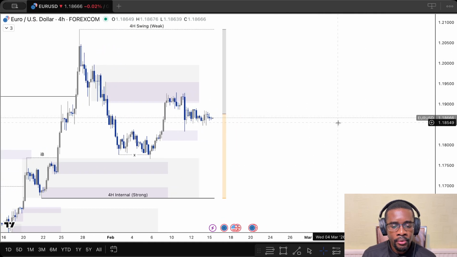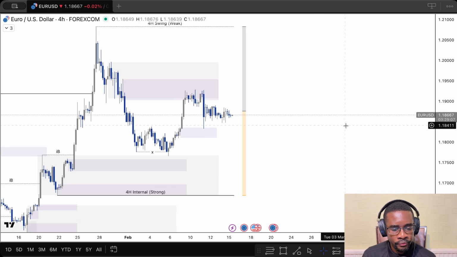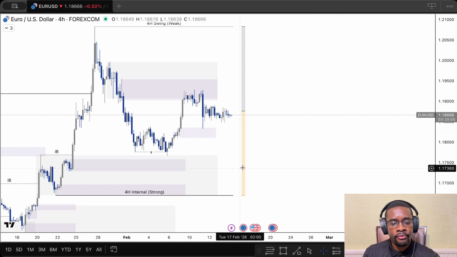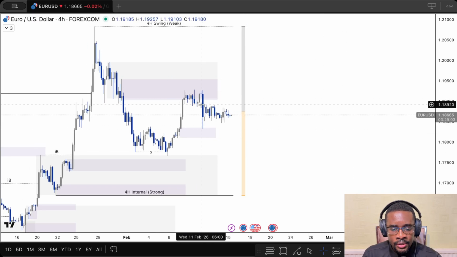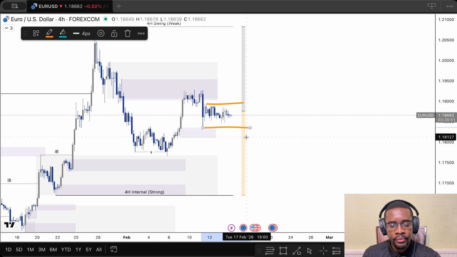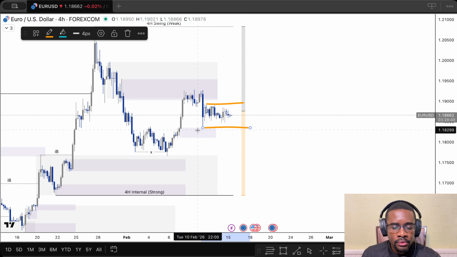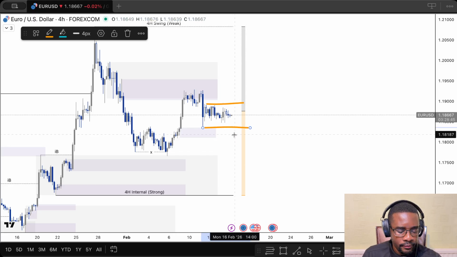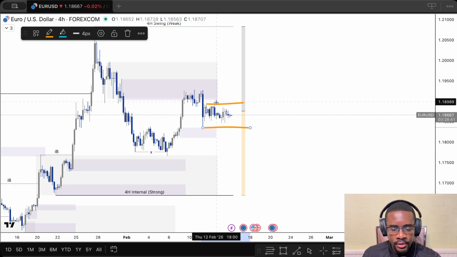So on the 4-hour we are in this pullback phase. Right now, as you can see, price is just consolidating inside this range. So we'll have to wait and see what price does next, and then make decisions afterwards.